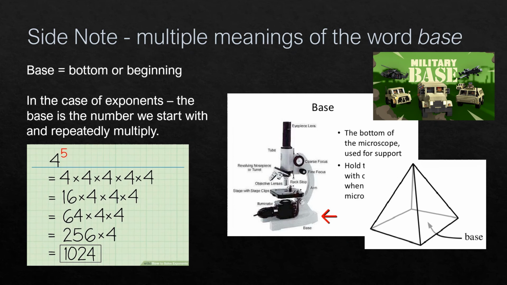You have probably heard of the word base before. Perhaps you start a video game mission at a military base. You may have held a microscope by placing one hand under the base. In the case of exponents, the base is the number we start with and repeatedly multiply. When you look at the exponent, the base is the number that is touching the ground, so to speak.